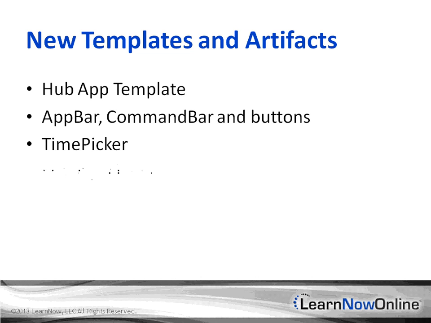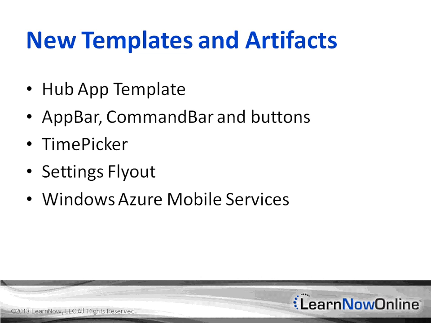You have time pickers and date pickers. You have settings flyout. There was a toolset called Callisto, and the settings flyout is now wrapped into the core framework, and it's very easy to create and add settings. So working with these services, even Windows Azure Mobile Services and other tools, makes it much easier to build an app that's going to connect to the data you need and be a nice application. So let's take a look at what this would be with a new application in the Hub template.